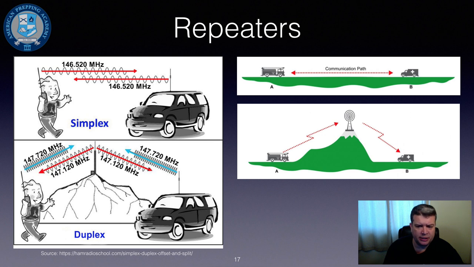Now, a duplex transmission is where you have a transmission on, let's say, 147.720, and then the repeater sitting up on the hill here is going to receive that transmission, and they're going to change it over to a different frequency, and they're going to send it back out on 147.120 to this other person. And then when they transmit, they'll transmit on the same frequency that you did, and then they'll send it back out on the 147.120 to you.